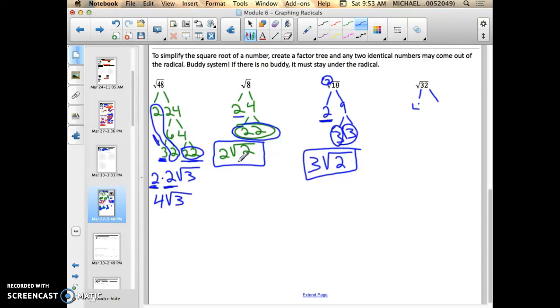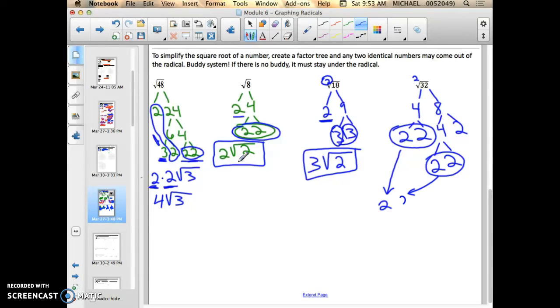I get, let's say, 4 and 8, because 32 divided by 4 is 8. 4 breaks down to 2 and 2. 8 breaks down to 4 and 2. And 4 breaks down to 2 and 2. So similar situation. I have 2 pairs. Again, I have a pair of 2's there and a pair of 2's there. This comes out as a 2, just one 2, because again I'm looking for pairs because it's the square root. And this comes out as one 2.